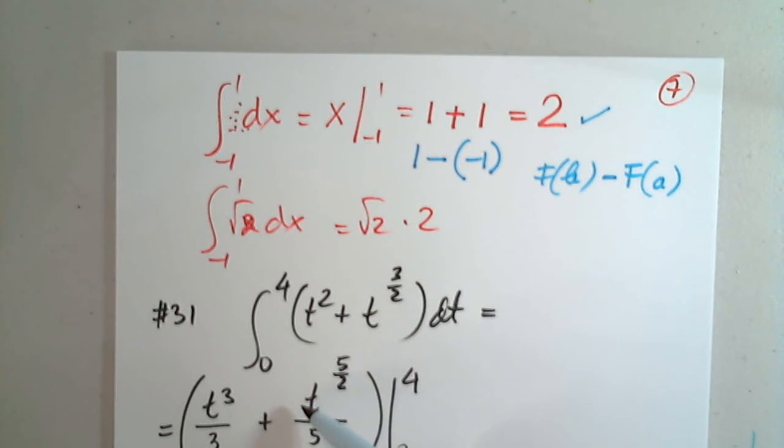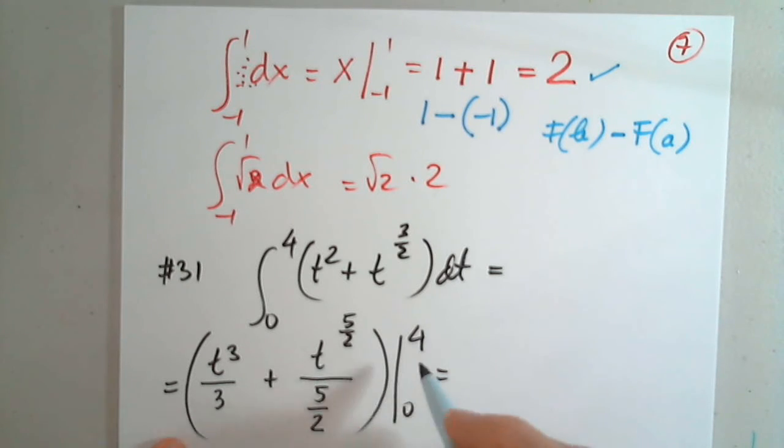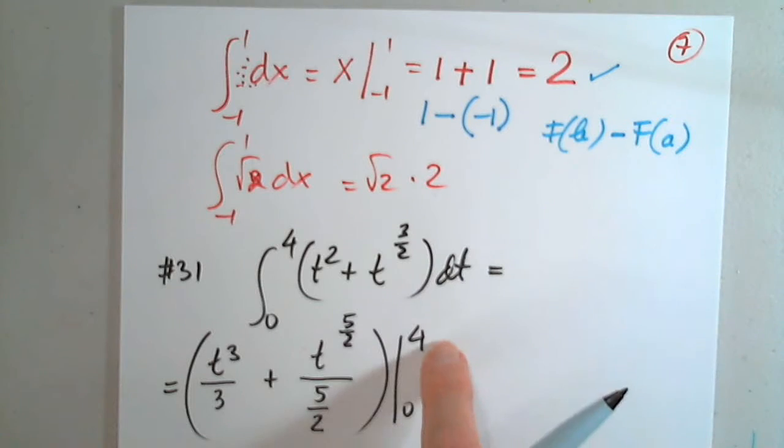So bring down 3/2 and subtract 1 from the power. Right? So is this clear? So bring down 5/2, simplify, and subtract 5/2 minus 1, and you get 3/2. That's what I meant to say. So we plug in 4. Luckily, when I plug in 0, it's all 0, so I only have to plug in 4.